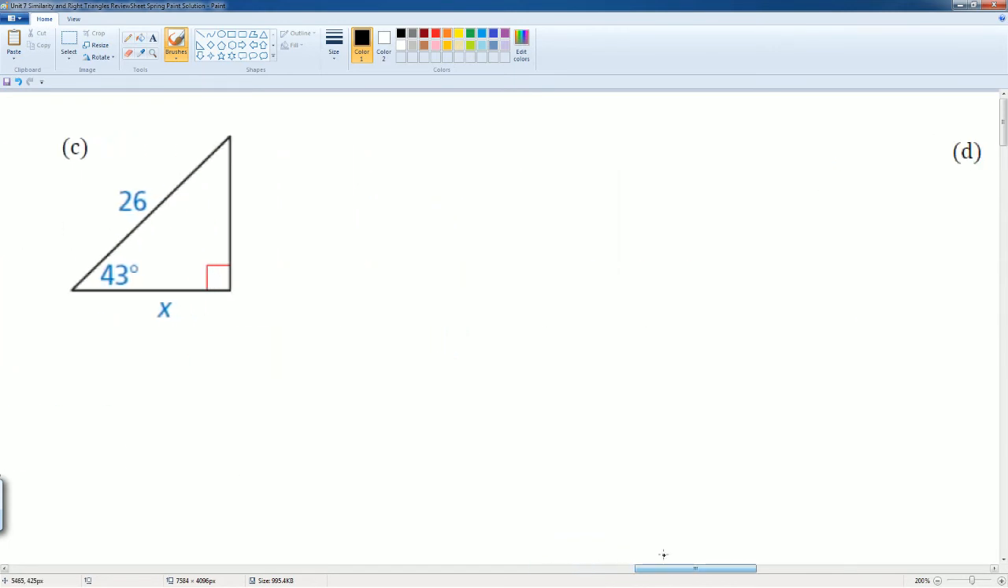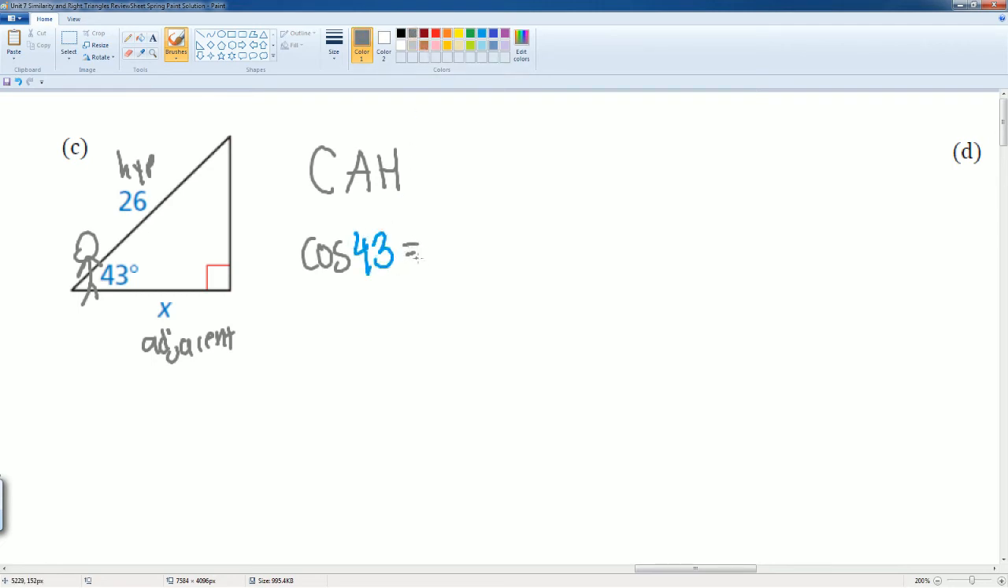C. Draw our person. Label it. X is going to be your adjacent, and 26 is your hypotenuse because it's the longest side. So adjacent and hypotenuse, that's going to be your CAH, or your cosine. So it's going to be cosine of 43 degrees is going to be equal to your adjacent divided by your hypotenuse.